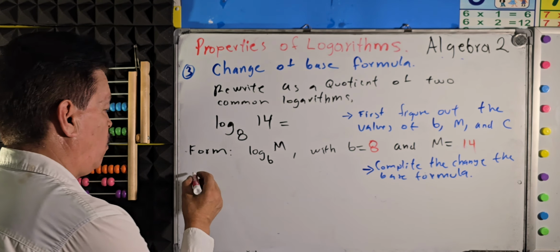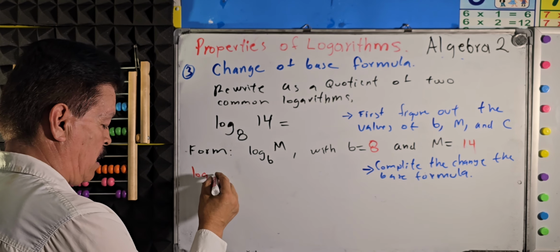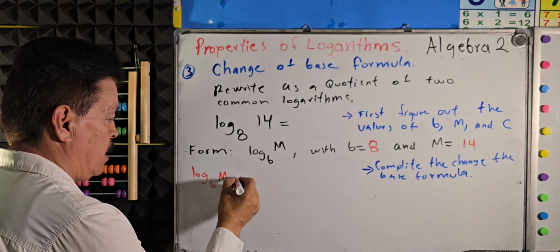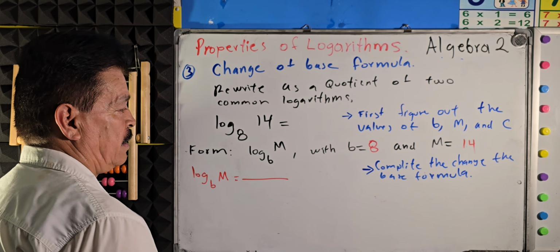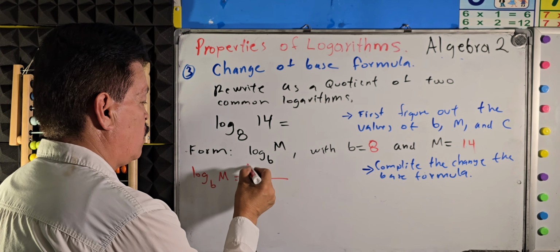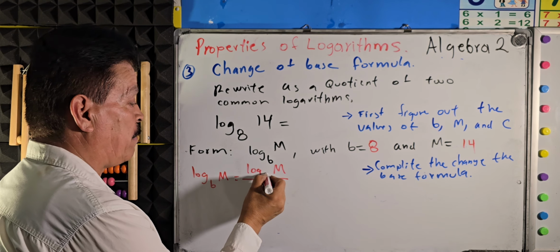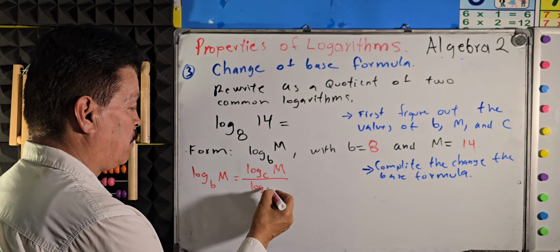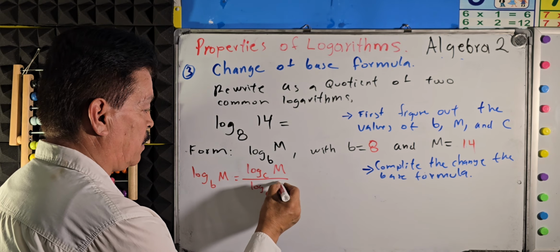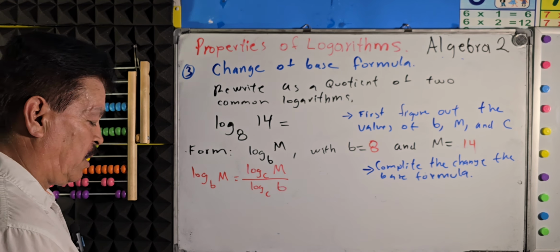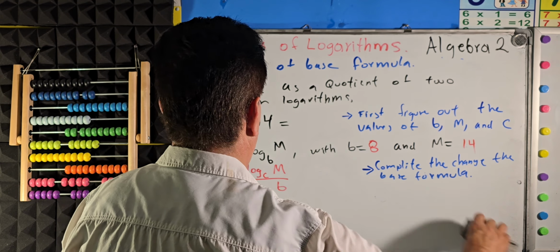Our formula is log with the base b of m equals log of m with the base c, divided by log with the base c of b. This is our change of base formula, and now I will erase this.